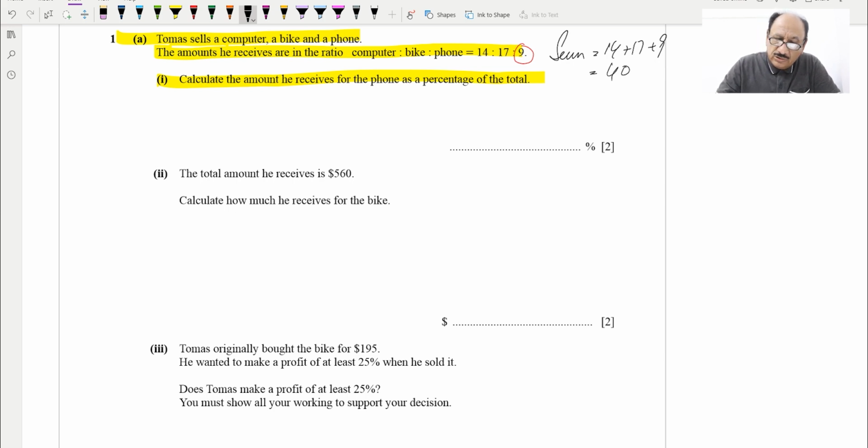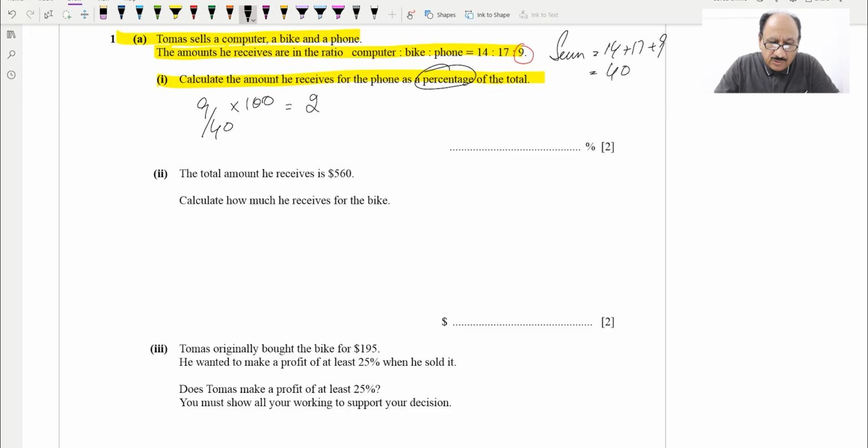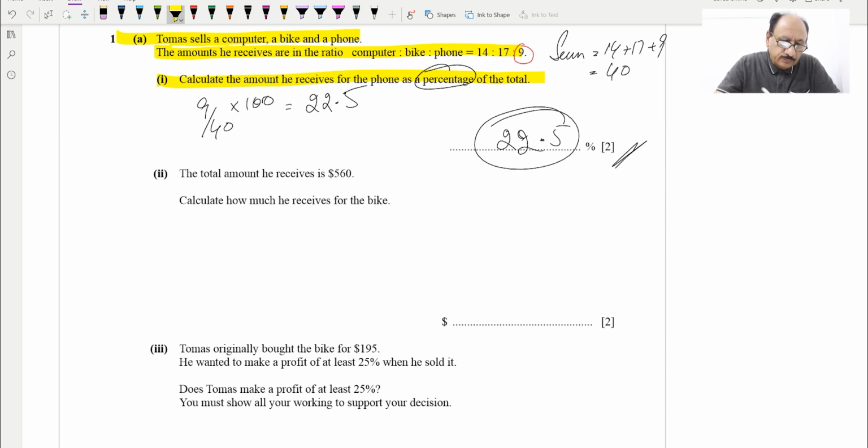So the sum of ratios is 40, so 9 out of 40, and because we need the percentage, we will multiply 9 out of 40 by 100, and this will give us 22.5. So 22.5% will be our final answer for 2 marks.